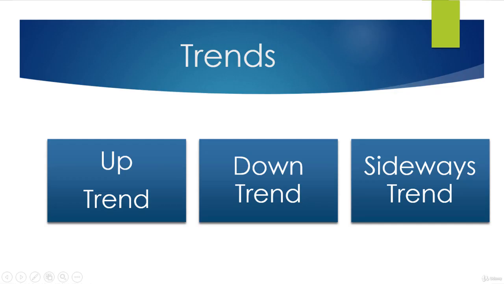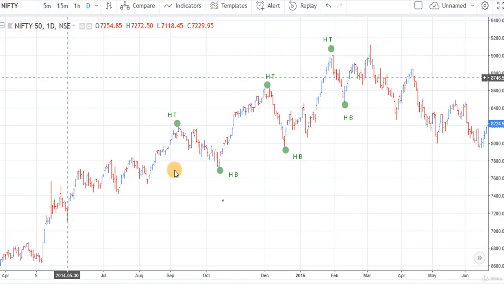Trends are generally of three types: uptrend, downtrend, and sideways trend. In an uptrend, peaks and troughs are higher and higher. Each top is higher than the previous one, and each bottom is higher than the previous one. Again, this is the next top and it is higher than the previous top, and this is the next bottom and it is higher than this earlier bottom. So, in an uptrend, we get higher tops and higher bottoms.